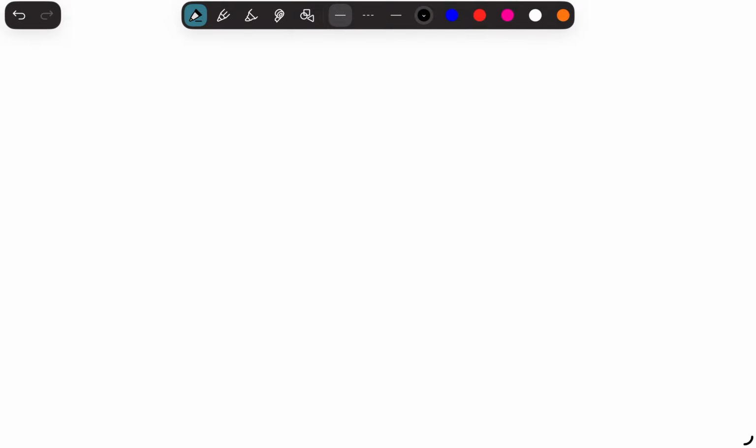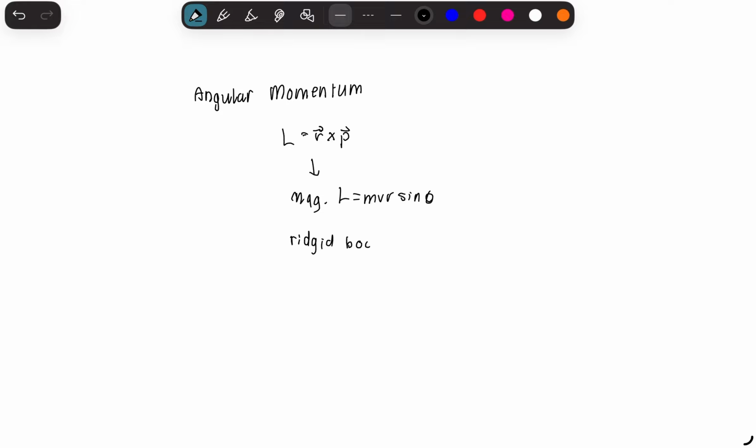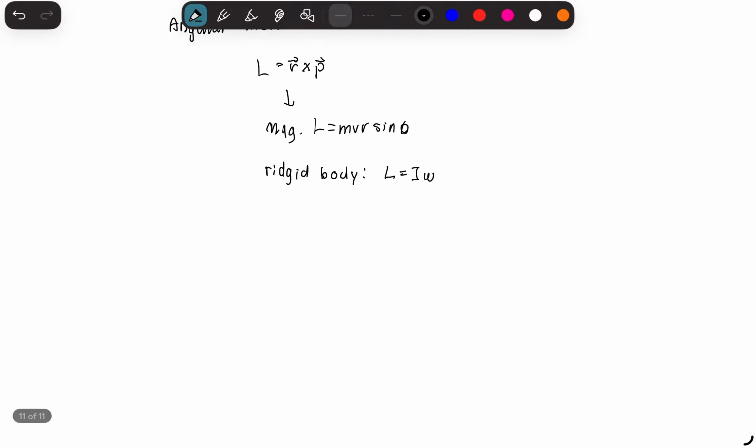In this video, we're going to be going over some angular momentum formulas. First, we have angular momentum is equal to the cross product of vector r cross p. The magnitude of this is going to be L is equal to mvr sine of theta. Now, if you have a rigid body, your angular momentum is going to be the inertia times the angular velocity.